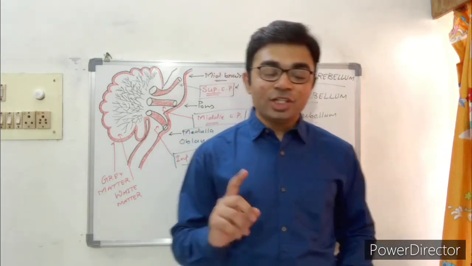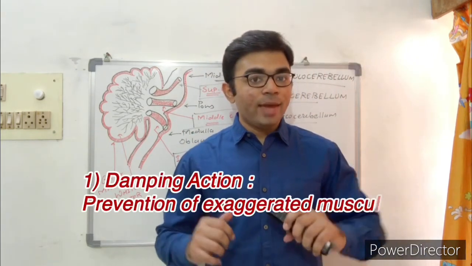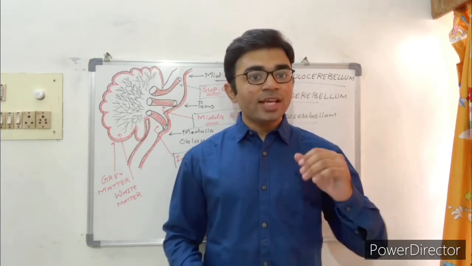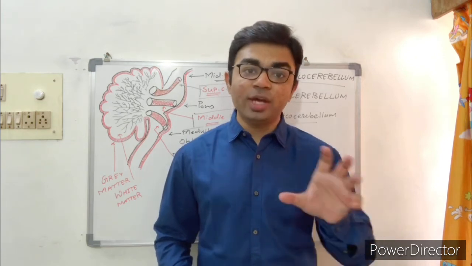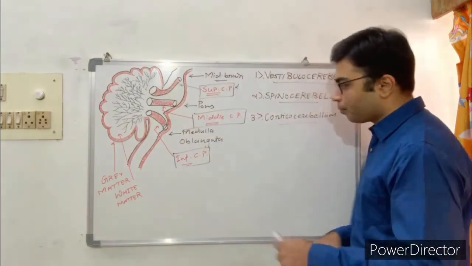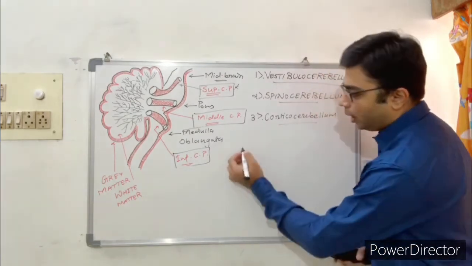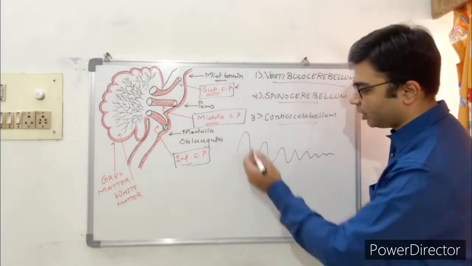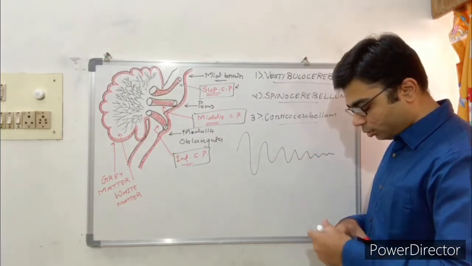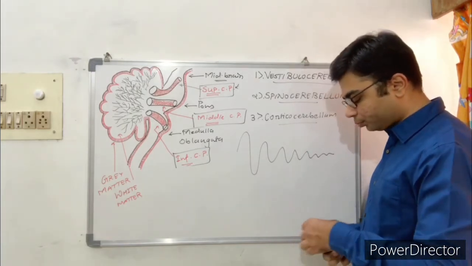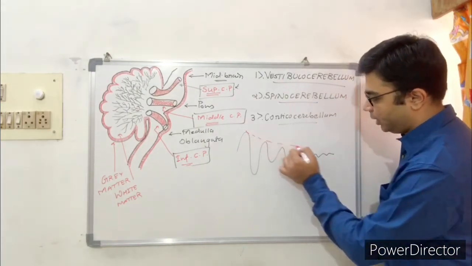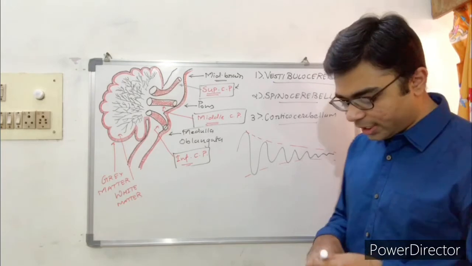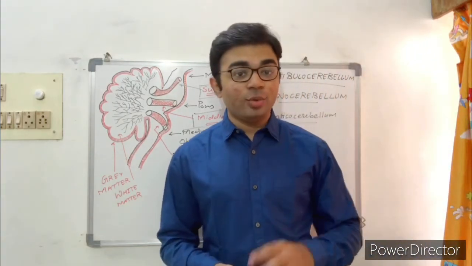In that, the first function is the damping action. Damping action is actually a terminology of physics, but we use it because the cerebellum makes our movement very smooth and accurate. So how does it do this? Suppose I draw this diagram. This is actually a diagram from physics, in which you can easily observe the decrease in the magnitude. If I draw a line like this, you can see that there is a reduction in the magnitude of this wave.